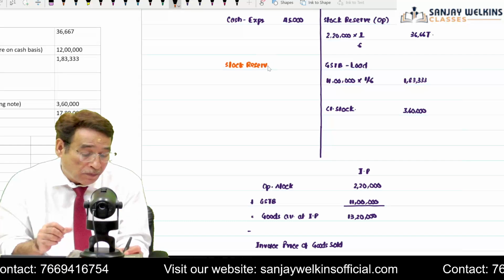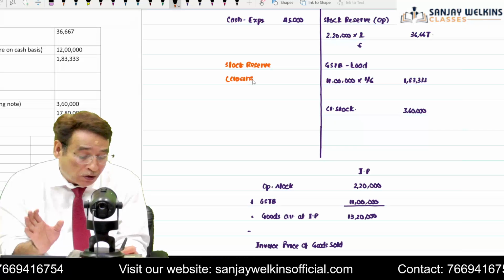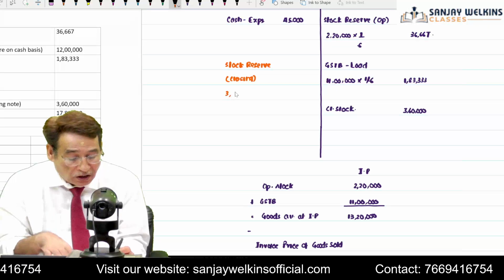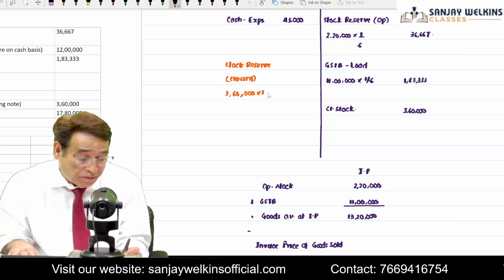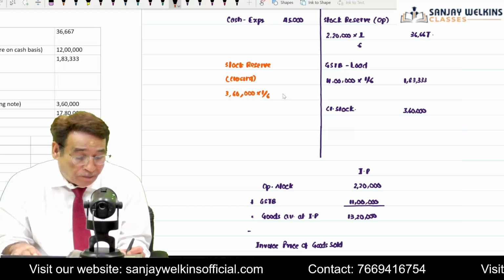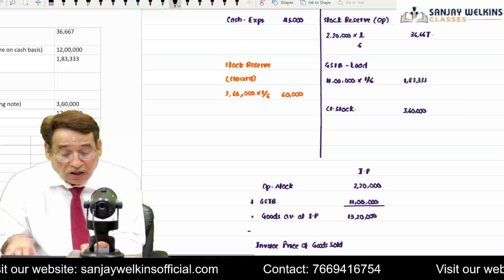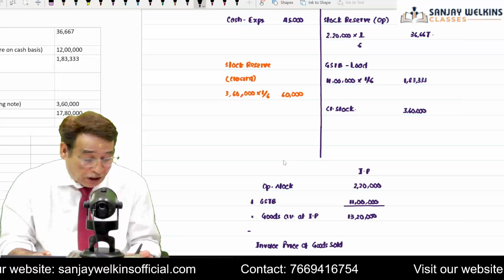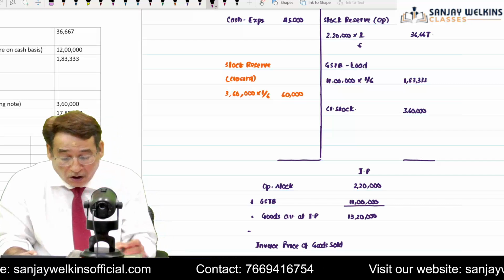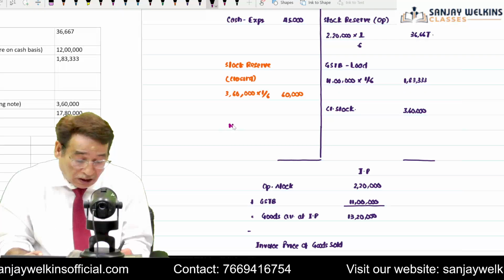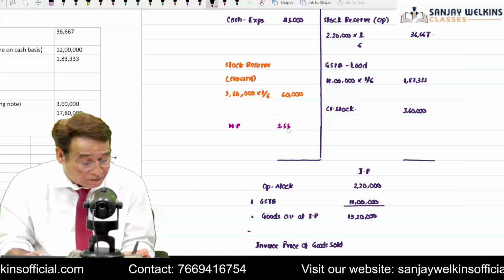So stock reserve, but I will write in brackets closing. Indirectly it means this is the loading on closing stock. And 3,60,000 is at invoice price, and the rate of loading is 1/6. So 60,000 will be the loading on closing stock. And finally, in this particular case, you are in a position to find out your net profit, which should not be a very tough nut to crack. All you have to do is simply balance it out, and your net profit most probably will be equal to 3,55,000.